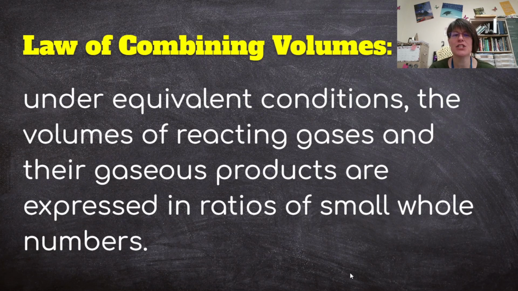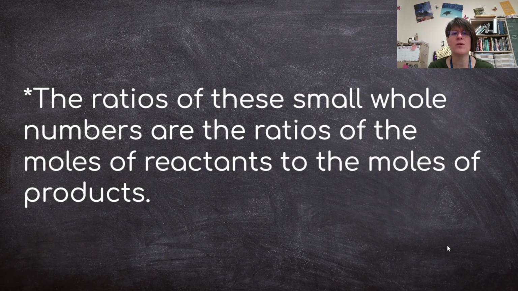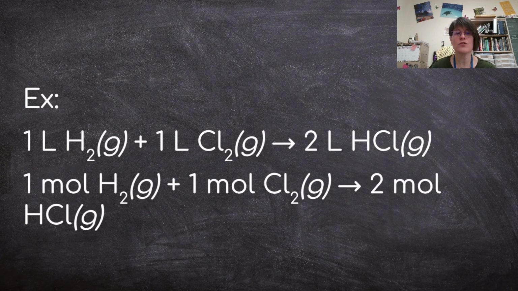This law states that under equivalent conditions, the volumes of reacting gases and their gaseous products are expressed in ratios of small whole numbers. Oh, this sounds kind of familiar, doesn't it? Because the ratios of these small whole numbers are the ratios of the moles of reactants to the moles of products. So now not only do the coefficients out front in a balanced equation stand for moles, they also stand for volumes. An example would be 1 liter of hydrogen gas reacts with 1 liter of chlorine gas to produce 2 liters of hydrogen chloride gas. Or we could also say, as we're accustomed to, 1 mole of hydrogen gas plus 1 mole of chlorine gas yields 2 moles of hydrogen chloride gas.